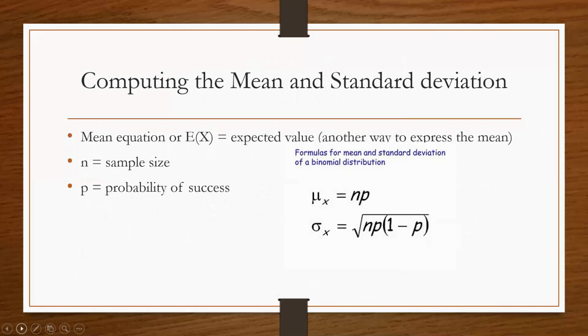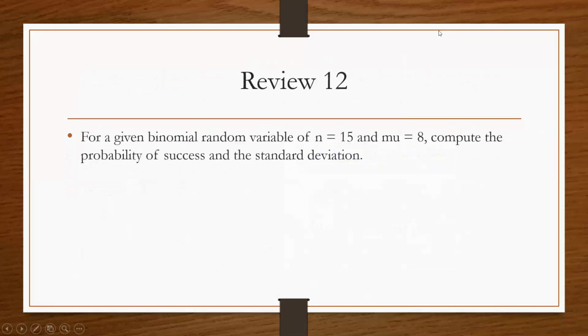All right, so computing mean and standard deviation. Your formula to calculate the mean is the sample size times the probability of success. To calculate the standard deviation, you've got the square root of the sample size times probability of success times, in parentheses, 1 minus the probability of success. So with that, we go into this next question. I'll give you guys a little bit of time to answer this.